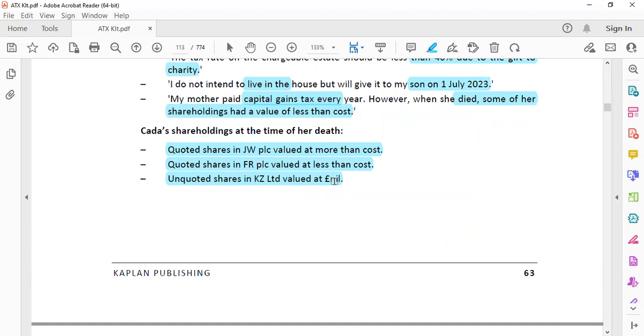if she sells shares in FR PLC before her death, that would create some losses. And she can use those losses to offset against gains in the same tax year. We know that current year losses can be offset against current year gains.